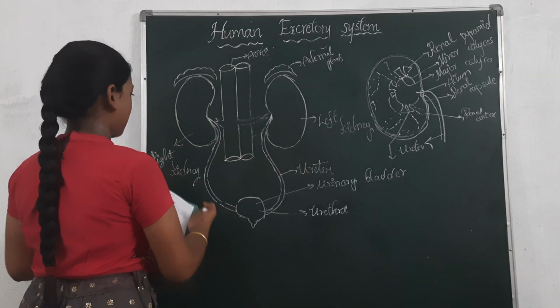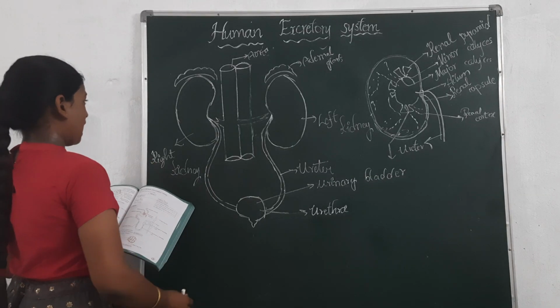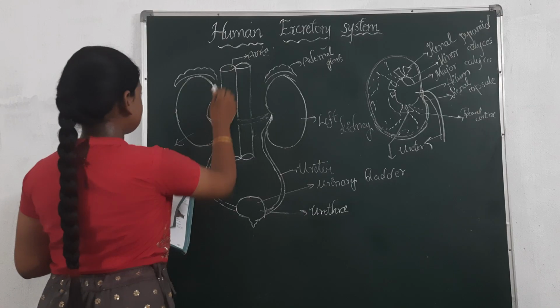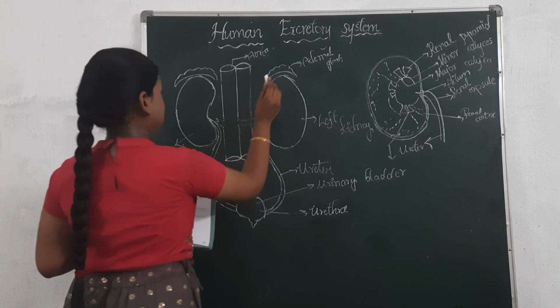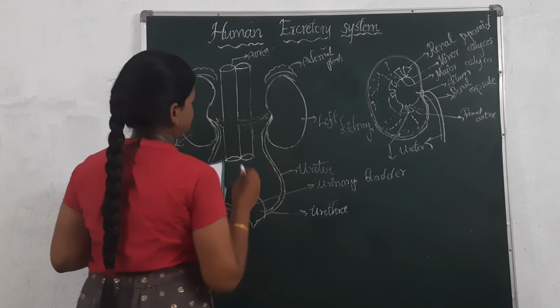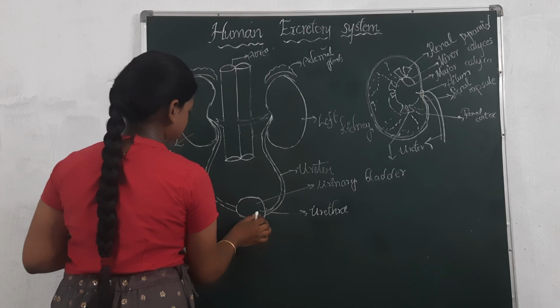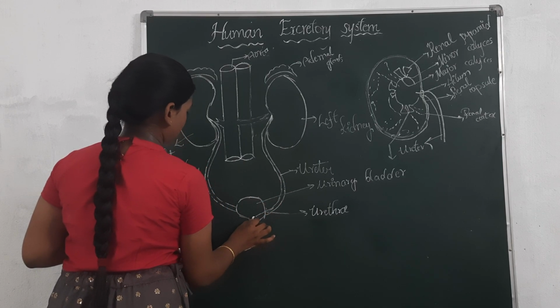Today I wanted to explain about the excretory system. This is the diagram of the excretory system. This is the right kidney and this is the left kidney. Here this is called the aorta, and these are called the adrenal glands. This is the ureter, this is the urinary bladder, and this is called the urethra.